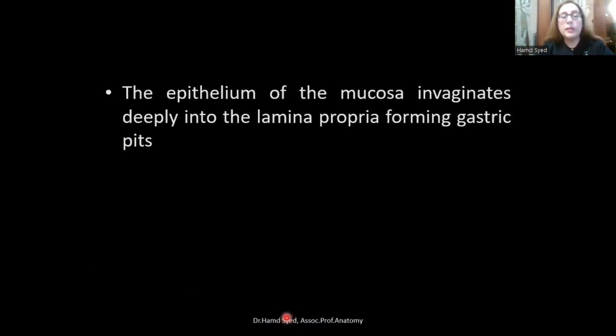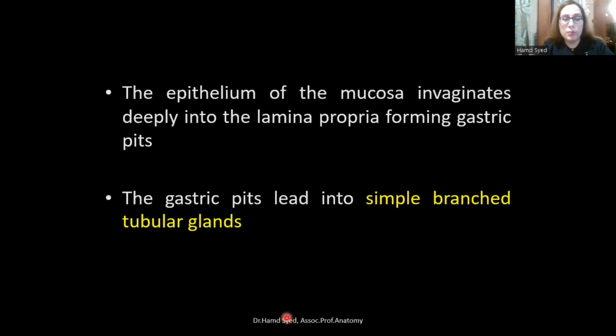So remember, the epithelium of the mucosa invaginates deeply into the lamina propria, forming the gastric pits. And the gastric pits, now this is an important point to remember, as they invaginate the lamina propria, they form the gastric glands. Now these glands are simple branched tubular glands.